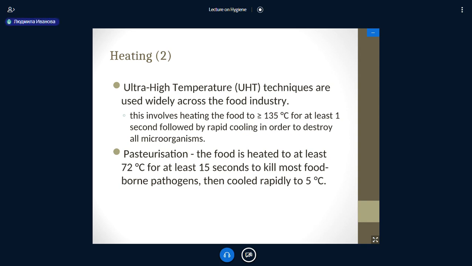This is heating the food to over 135 degrees for at least 1 second, followed by rapid cooling in order to destroy all microorganisms. So it's very important, after reaching the core temperature, to cool the food very quickly in order to stop the development of pathogenic microorganisms. In pasteurization, the food is heated to at least 72 degrees for at least 15 seconds to kill most foodborne pathogens, then cooled rapidly to 5 degrees, but not the spores we already mentioned.